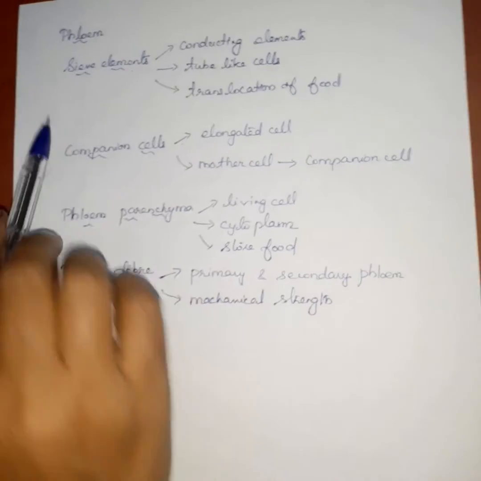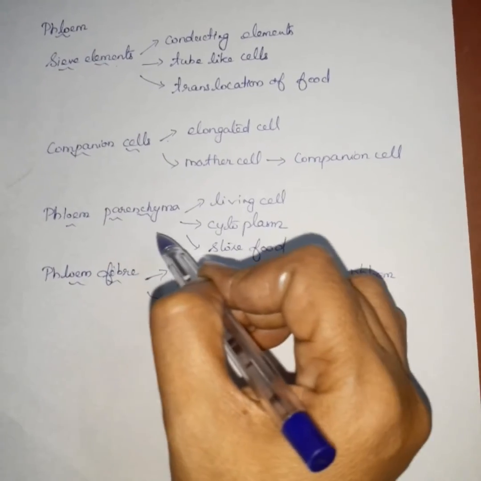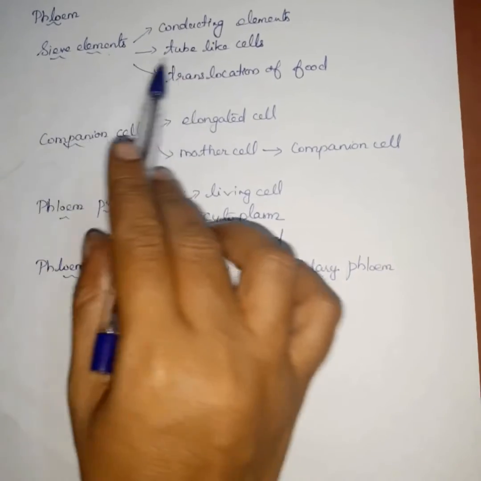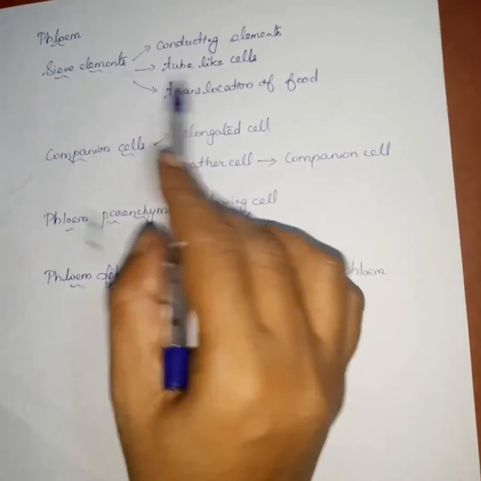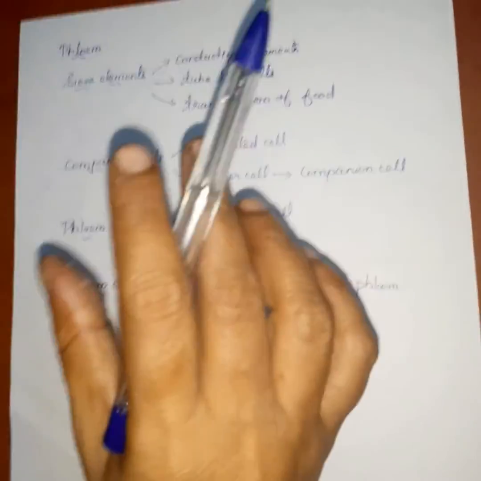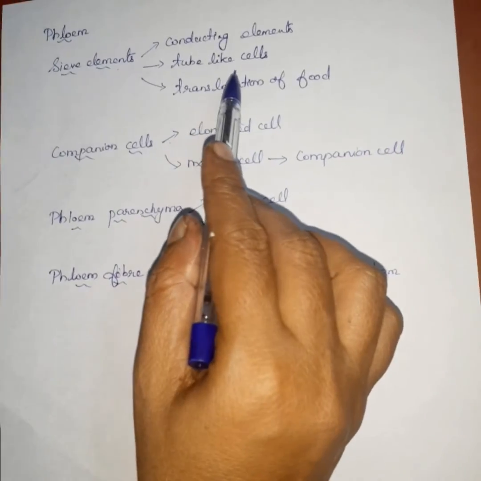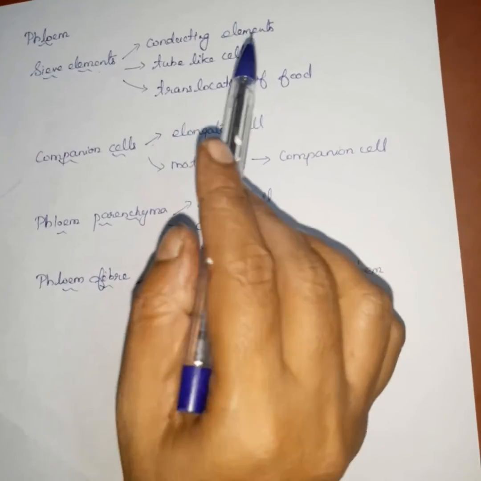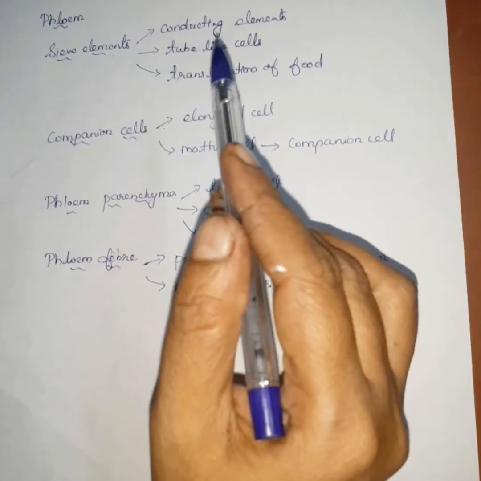So once again, sieve elements, companion cells and phloem parenchyma. Here the sieve elements are the conducting elements, collectively called sieve elements. Next one, sieve tubes are elongated and tube-like cells. And what is the main function? It is the translocation of food from the leaves to the storage organs of the plants.